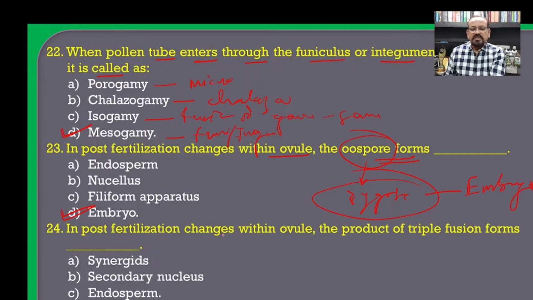Then in post fertilization changes within the ovule, the product of triple fusion. Product of triple fusion means the central nucleus and another central nucleus fuse together forming the secondary nucleus. The secondary nucleus fuses with one male gamete, forming the triploid primary endosperm nucleus. And this triploid primary endosperm nucleus develops into the endosperm, and hence C is the correct answer for this question.